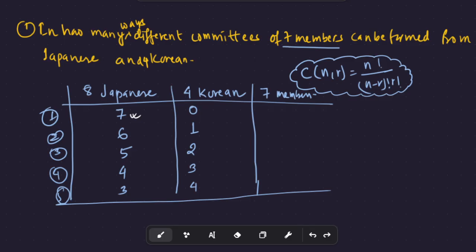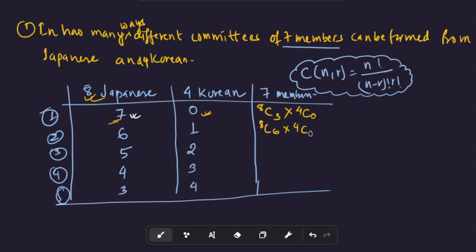In total, how many Japanese do we have? 8 Japanese. Now, how many Japanese should we select? 7. So 8C7. Right, 8C7 ways. Into how many ways can we select 0 Korean from 4? Times 4C0, right. Now, in the same way, we have to select 6 Japanese from 8. What will be the total number of ways? 8C6 times 4C1.